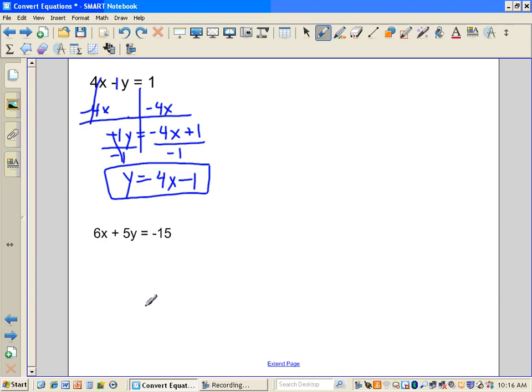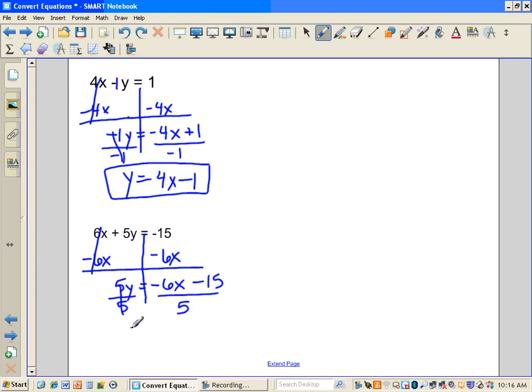Last example, draw the line. If we'd like to draw the line, we're going to subtract 6x. Subtract 6x. The x's cancel. 5y is equal to negative 6x. Subtract 15. Divide by 5. 5's cancel. Y is equal to, same one we just did, negative 6x over 5 minus 3. I'm sorry, we just did that example, but now you know it again.